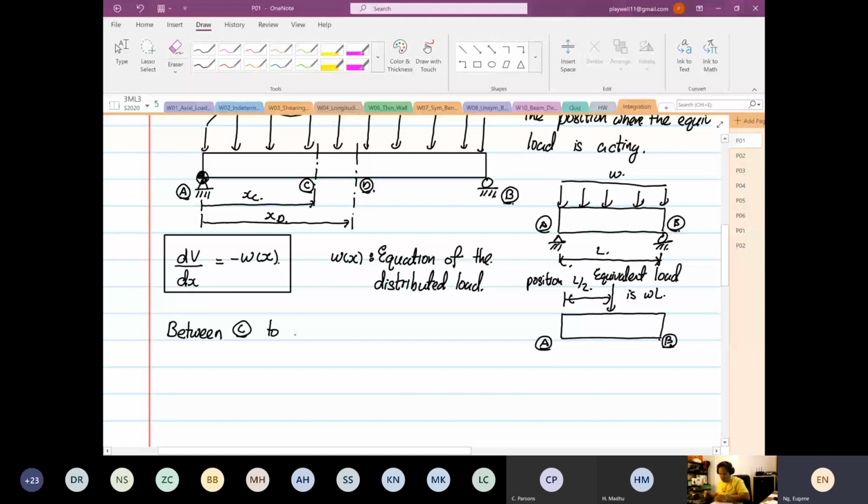Eugene, your surface froze. It's not writing. Oh, now it's there. It lags. Yeah, I realized that also because I'm monitoring.